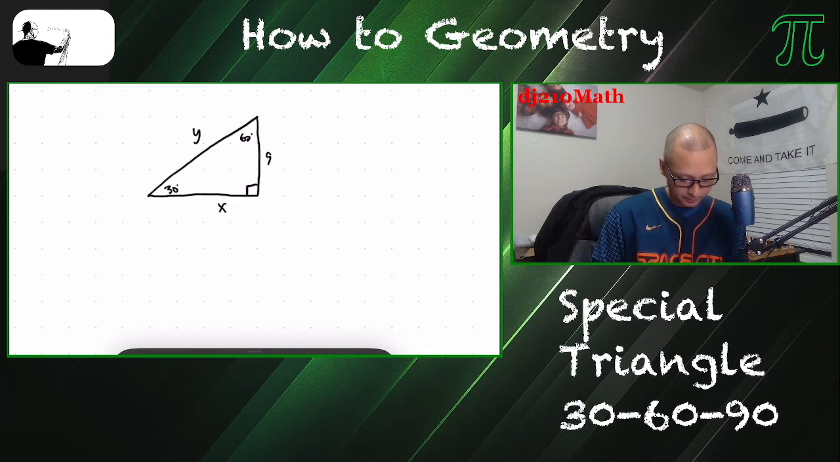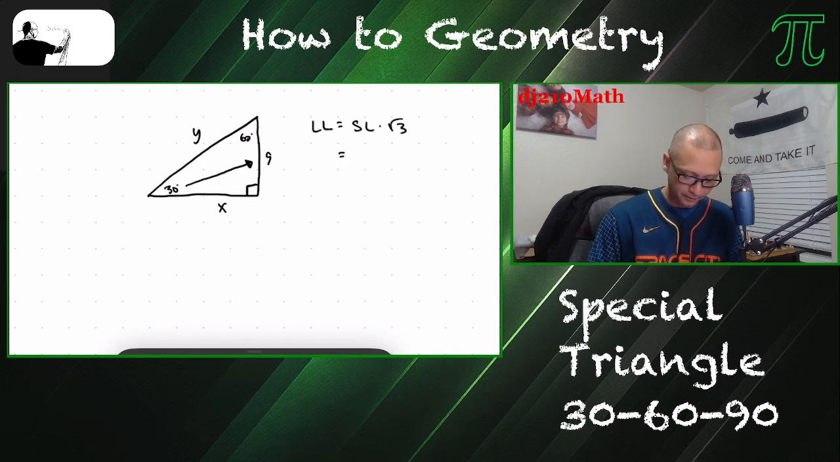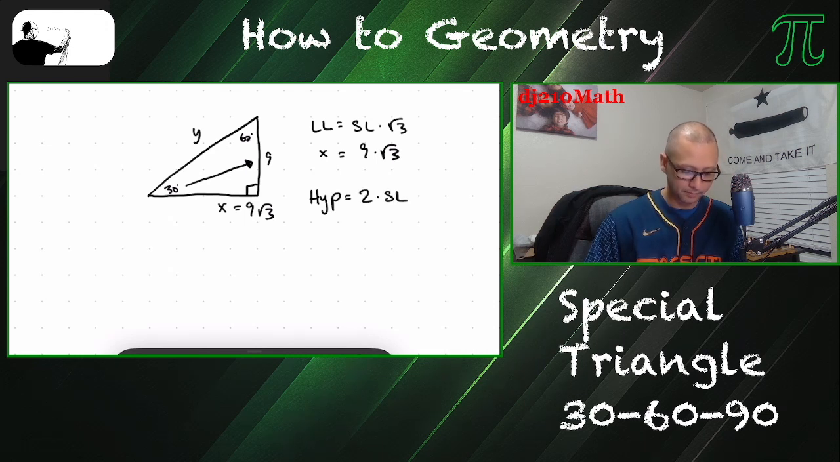Okay, another example. We have the short side, which is going to be across from the smaller angle, is 9. So the long leg is going to be equal to short leg times root 3. So here we have the long leg is equal to 9 root 3. Hypotenuse is going to be 2 times the short leg. So the short leg is 9, times 2, we'll have 18.